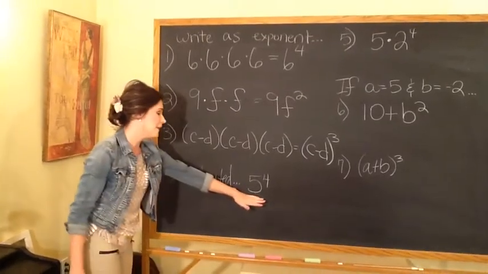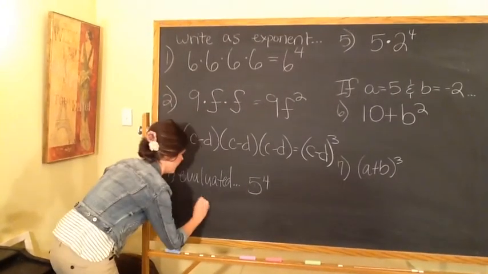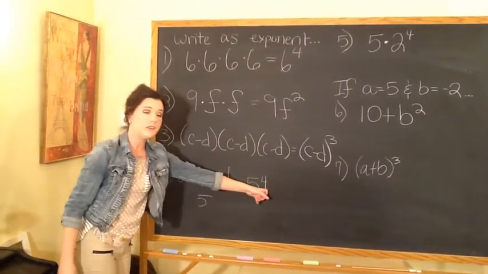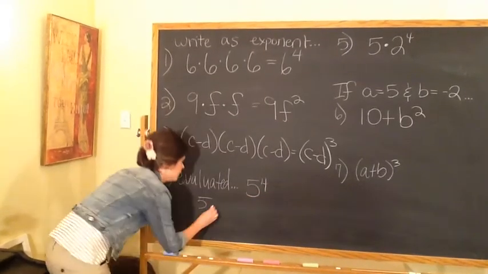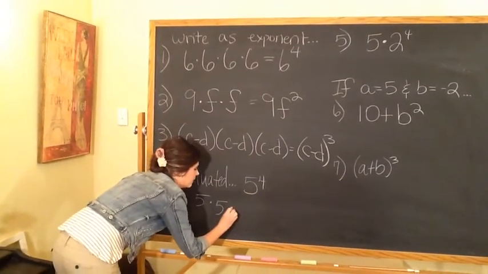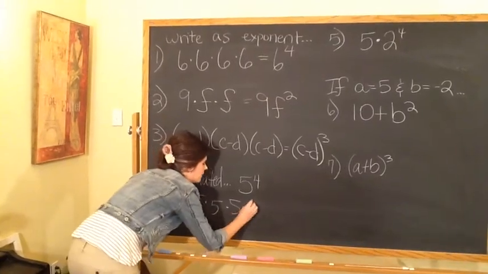So it says our base is 5, so we're going to be multiplying 5. How many times are we multiplying 5? We're multiplying it 4 times. So 5 times 5 times 5 times 5.